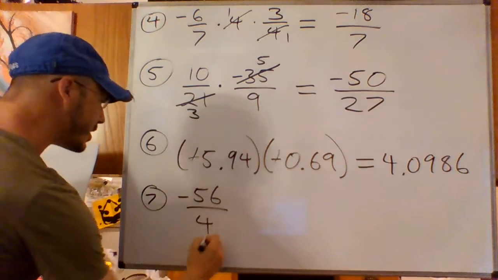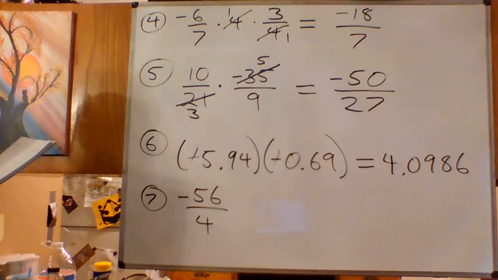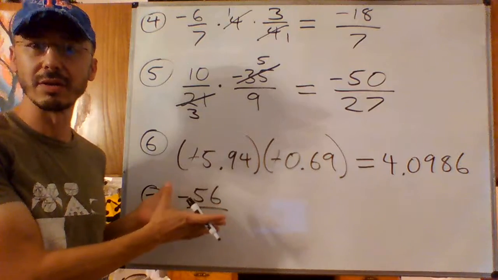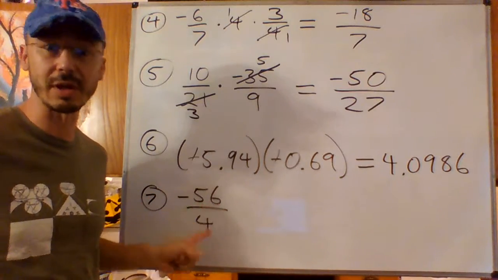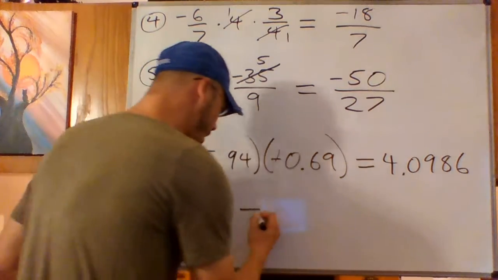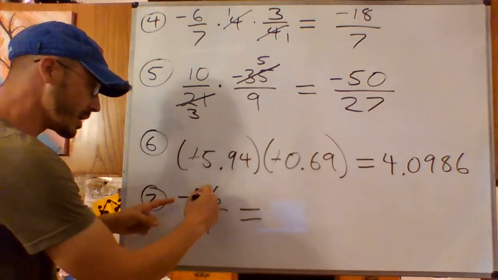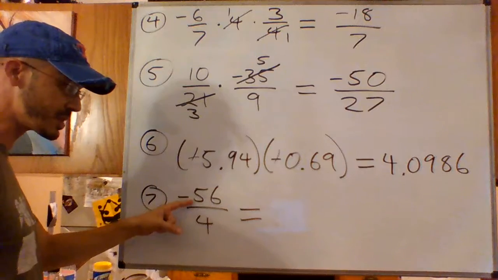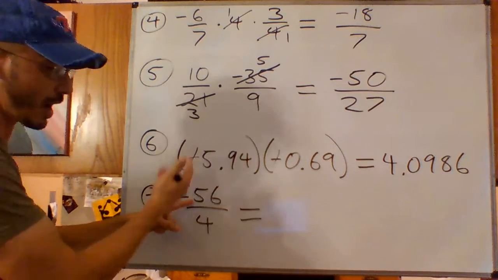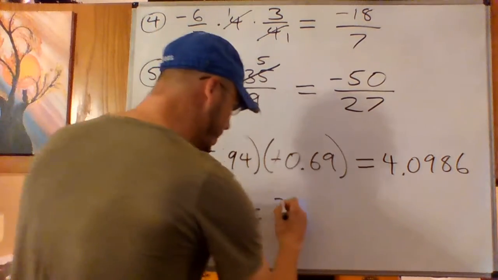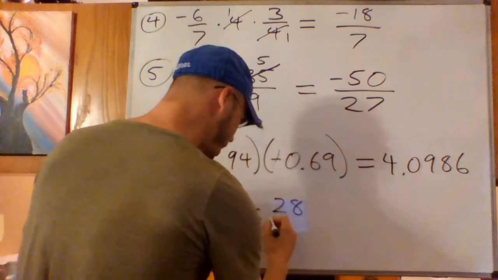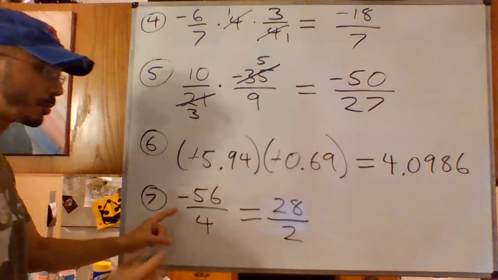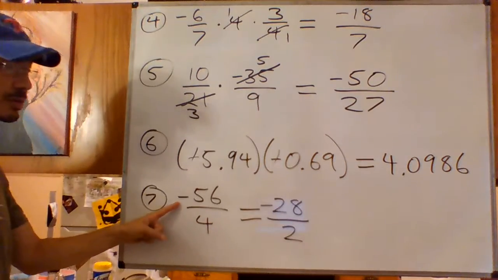For number 7, I got negative 56 divided by 4, and I don't know negative 56 that well, other than it's an even number, and I know 4 is an even number. So if we cancel out a factor of 2 from each of these, 56 divided by 2, or half of 56, is 28, and half of 4 is 2. So that's a little bit simpler. I don't want to forget the negative, though.